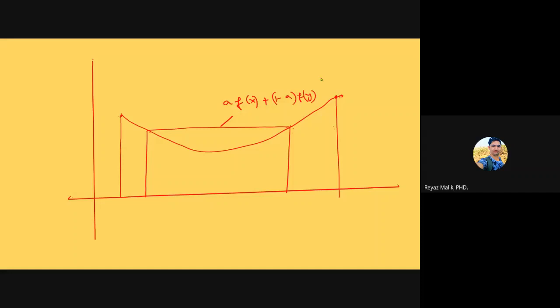So that is the point to remember. The line we draw here should be within the graph. If it goes outside the graph, then we will not call it a convex function. So this is the illustration, the graphical representation of the definition of a function that is convex over a convex set C.